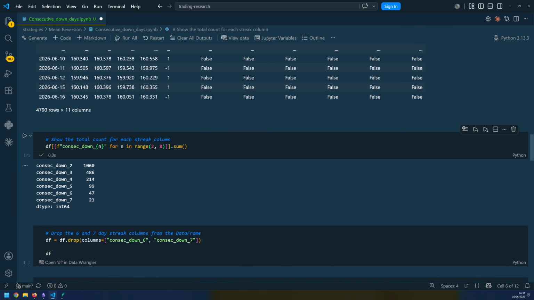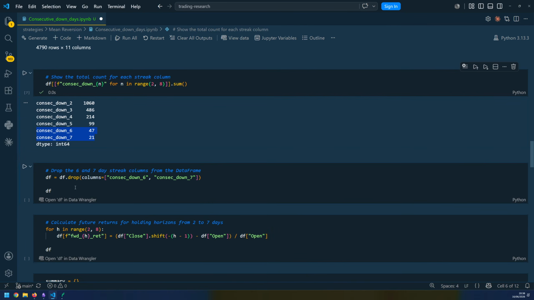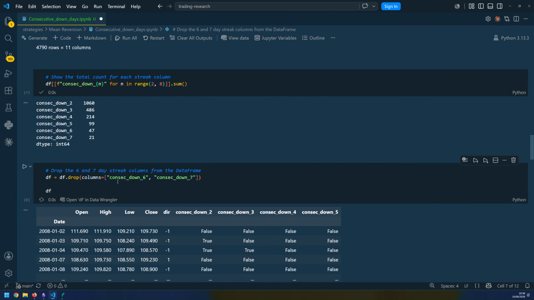So this tells me that out of 4,790 rows, I have 1,060 where there's 2 red candles in a row. But down at the bottom, I only have 21 instances where there's 7 red candles in a row, and 47 when there's 6. This is over a huge time frame, so having such a small number of results makes them a bit meaningless, and I'm going to drop them from my dataset. They're not going to give me useful and reliable information, and even if they did, I can't trade such a low frequency strategy. So I'm going to drop 6 and 7 from the dataset.